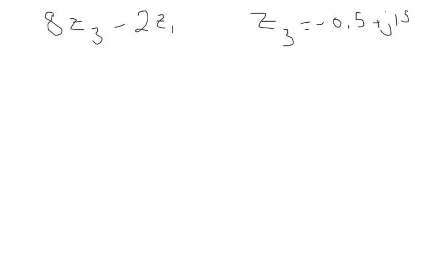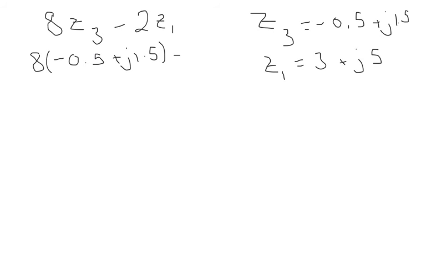This time, 8Z3 subtract 2Z1. And Z3 is negative 0.5 plus J1.5. And Z1 is 3 plus J5. Copy underneath, 8 multiplied by Z3, so that's 8 multiplied by negative 0.5 plus J1.5. Subtract 2 multiplied by 3, add J5.